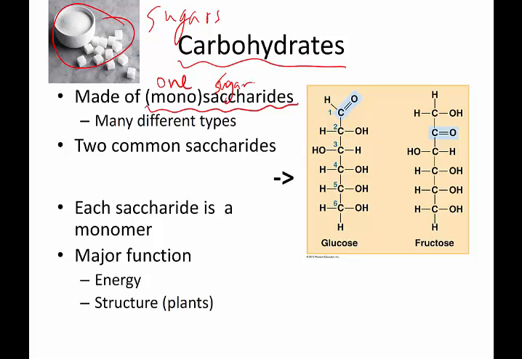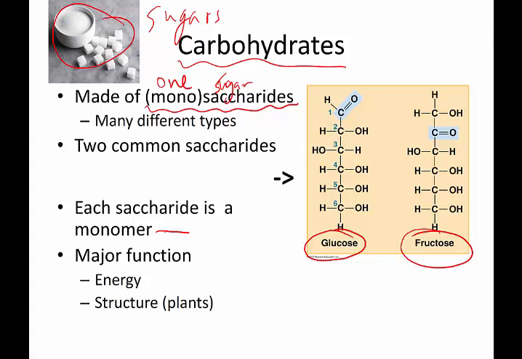And there are many different types of monosaccharides. Some you may be familiar with are things like glucose and fructose. Fructose, of course, is the common sugar that's found in soda and soft drinks. So these are two common monosaccharides. And going back to some of the terminology we used earlier, each of these monosaccharides is considered a monomer.